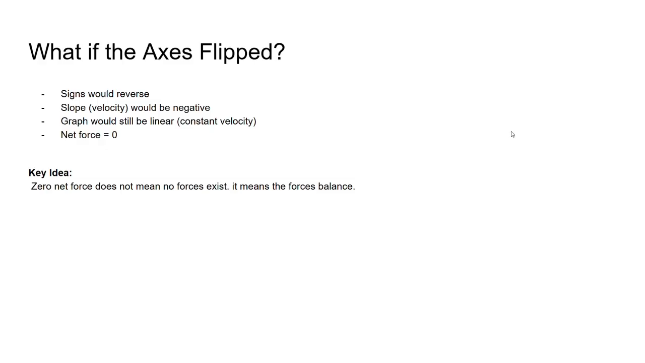And if the axes were flipped, the position values and velocity would just change sign. The graph would still be linear, and the motion would still represent constant velocity. Basically, the physics would not change, only the direction we define as positive changes, and the net force would still be 0.